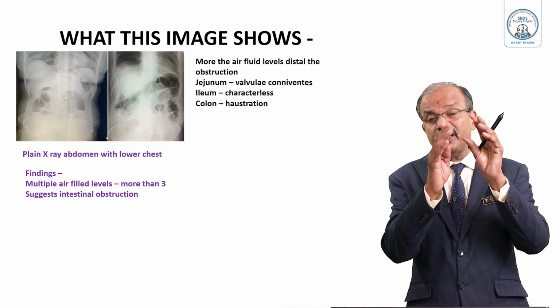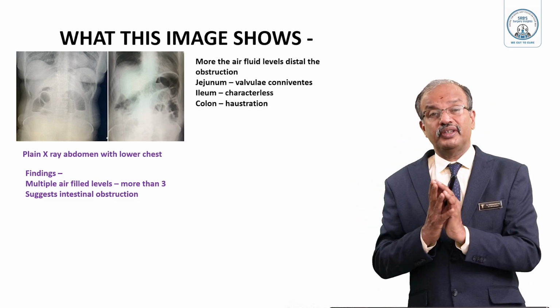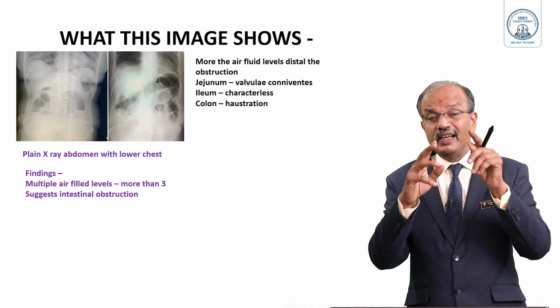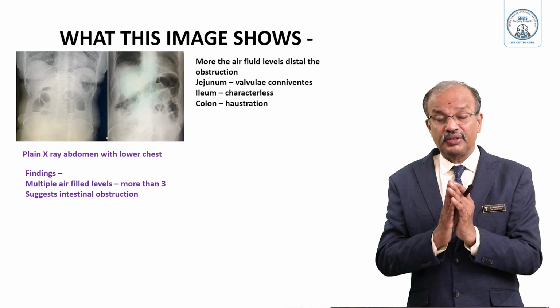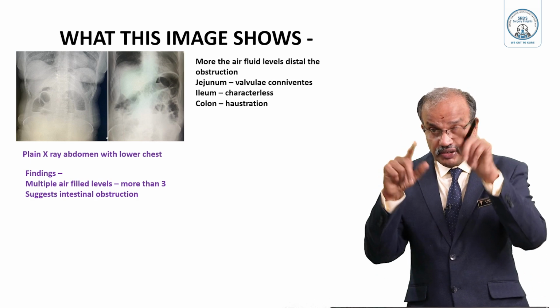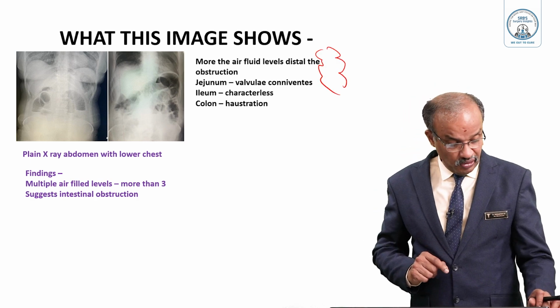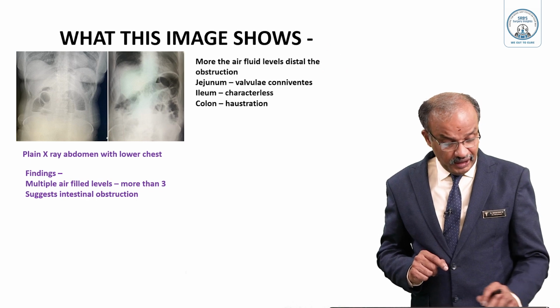Jejunum, how it looks: dilated bowel, valvulae conniventes. Typical it is. If you look at a few X-rays, you will understand that. Whereas ileum is characterless, smooth it is. Whereas colon has got haustrations like this. This is called haustrations. Colon has got haustrations. So this is how exactly we identify.